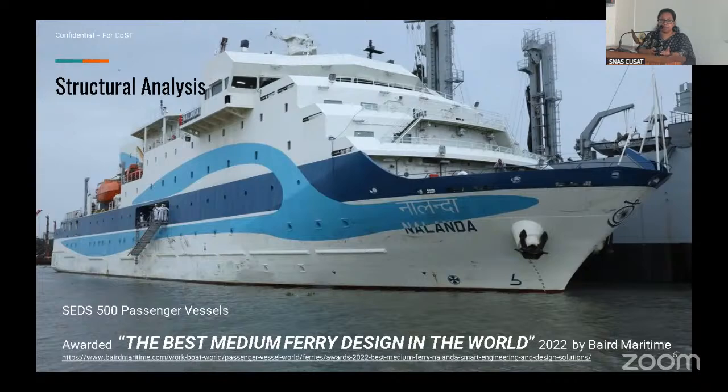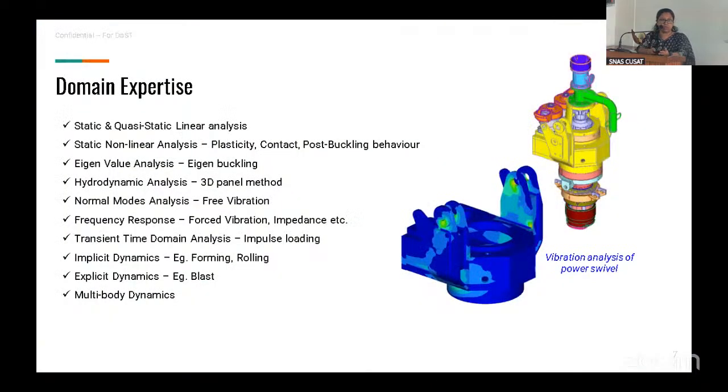So that is the main factor, the main driving force for the analysis using the finite element method, and that is how this finite element sector has got its glory and glamour in this marine industry. So these are some of the domains where we have expertise at SETS. The figure shows the vibration analysis results for a power swivel.